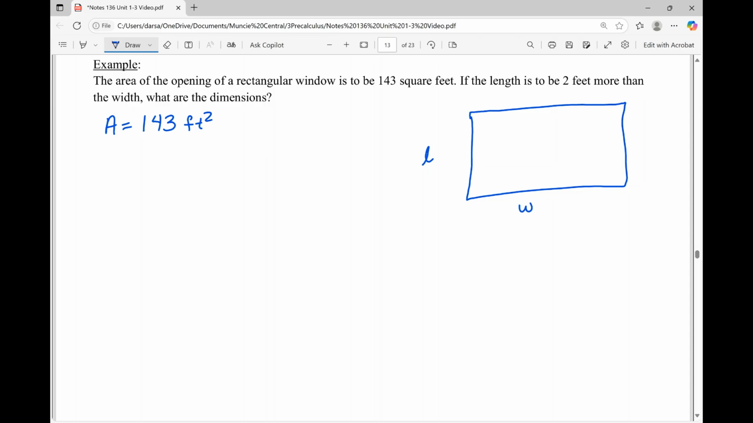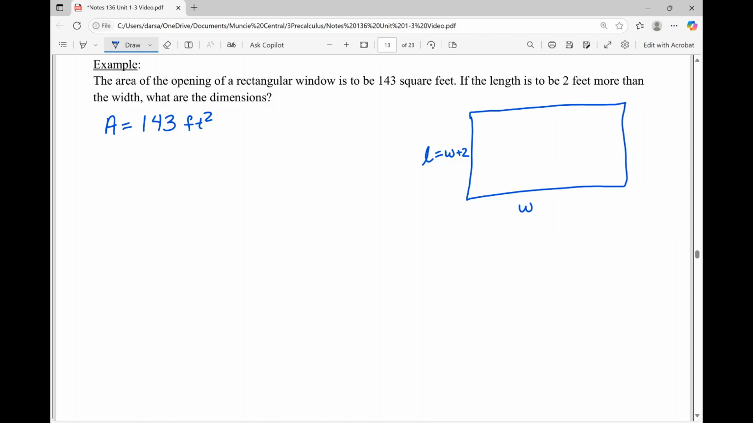And then if we keep reading, it says the length is 2 feet more than the width. What does that mean? The length is 2 feet more than the width means we took the width and we're going to increase it by 2, and that will equal the length. So this side is width plus 2, while this side is the width. So now we've got width plus 2, and a total area. And it's asking us, what are the dimensions? Meaning, what is the length and what is the width of this window that we're ordering?